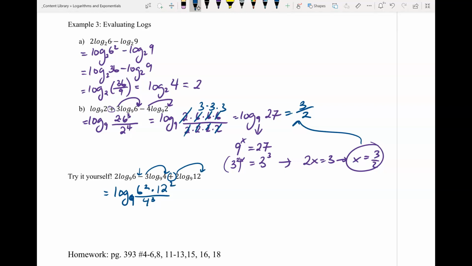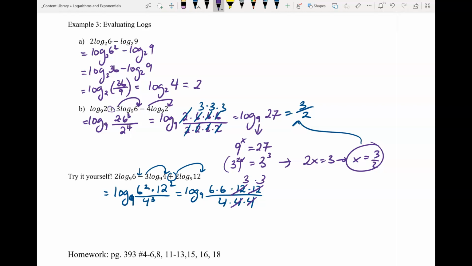Now I'm going to rewrite this as multiplication. So 6 times 6 is the same thing as 6 squared, 12 times 12 is the same thing as saying 12 squared, and then we have 4 times 4 times 4. Now I'm going to simplify as much as I can here. I know that 12 divided by 4 is 3, and then we can simplify maybe one of these things.